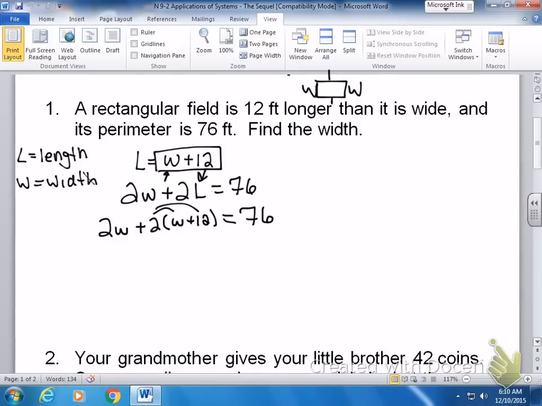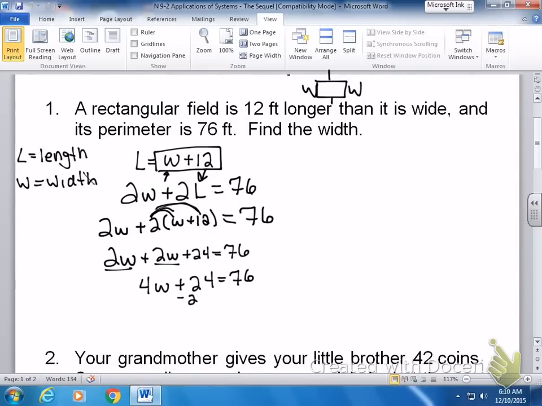Now we have all W's and we can solve for the width. So I still have 2W, but now I need to distribute my 2 over the parentheses, so I have 2 times W is 2W, and 2 times 12 is positive 24, and that equals 76. Now that we have that, we can combine like terms. I have 2W plus 2W, so I have 4W plus 24 equals 76.